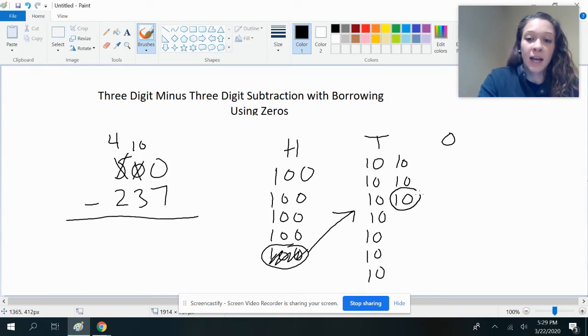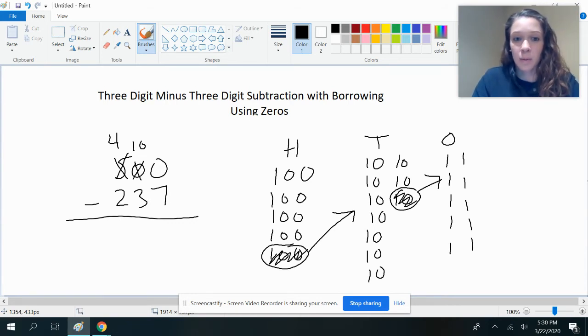So I'll circle a 10, bring it over to the ones place. There were no ones there originally, so I'll just bring over 10 ones. So 1, 2, 3, 4, 5, 6, 7, 8, 9, 10. I will cross out that 10 since it's not in the tens place anymore. I just brought it to the ones place.